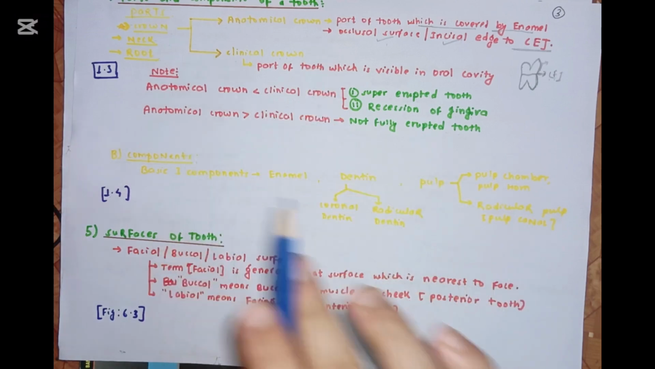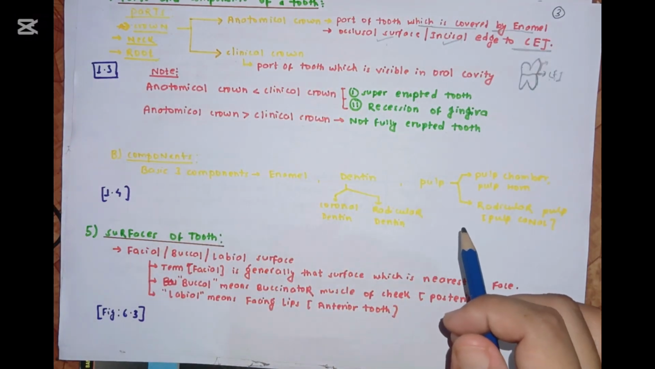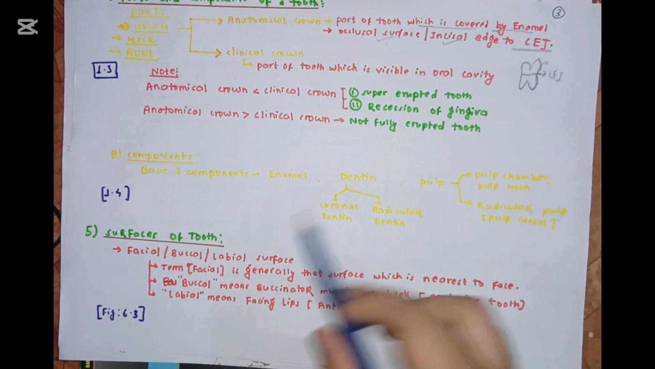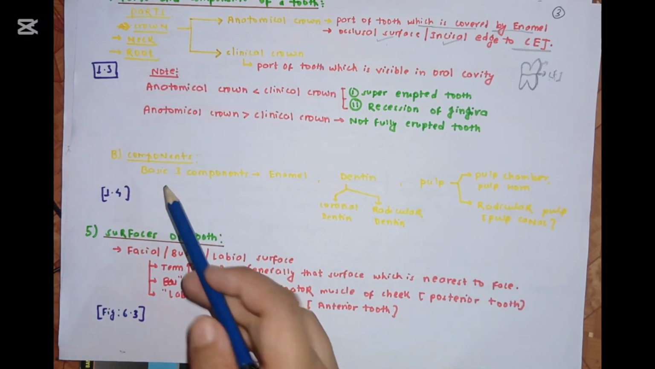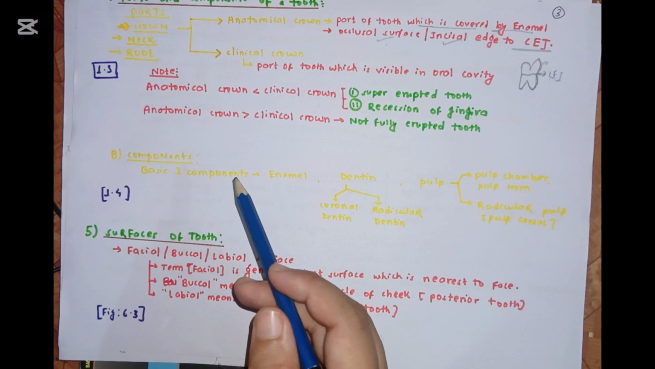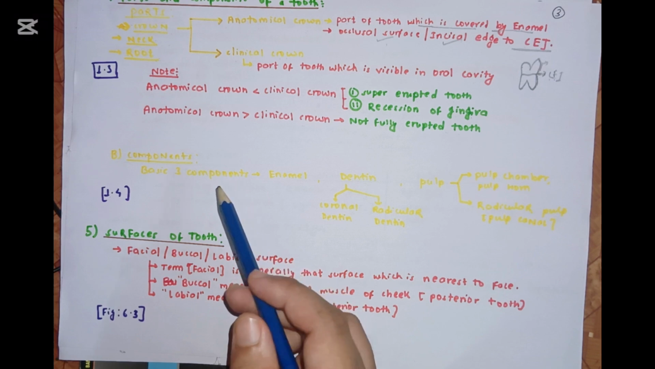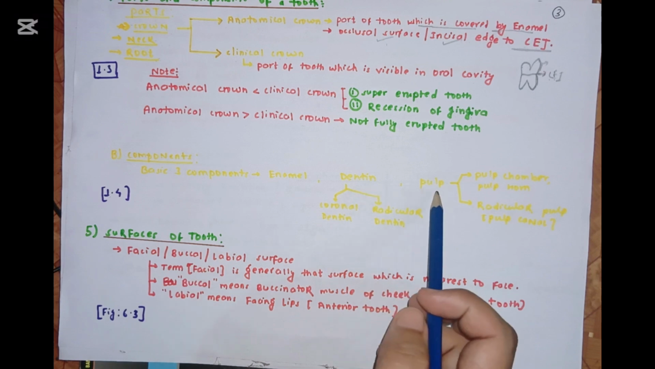Okay, so let it be now. All right, now I think you guys have understood well. Now let's move to another subtopic under this heading, that is components of the tooth. Normally in the component portion we have three major components of the tooth. They are enamel, dentin and the pulp.